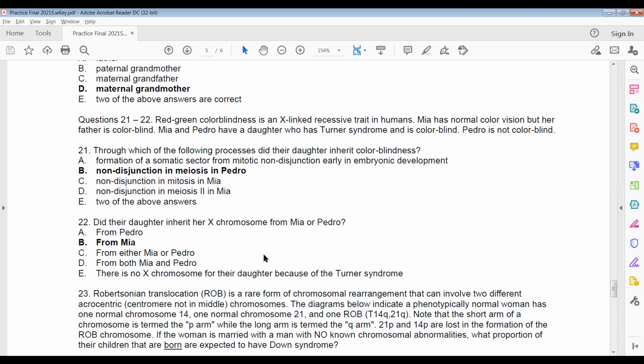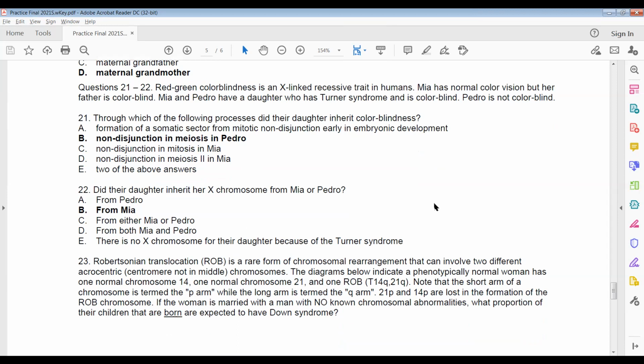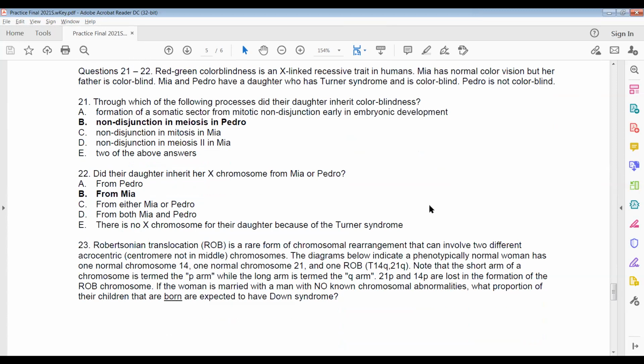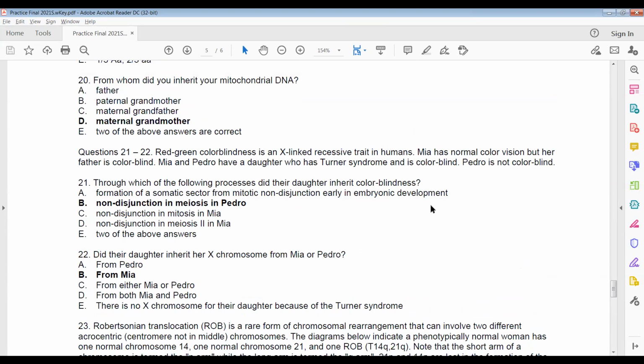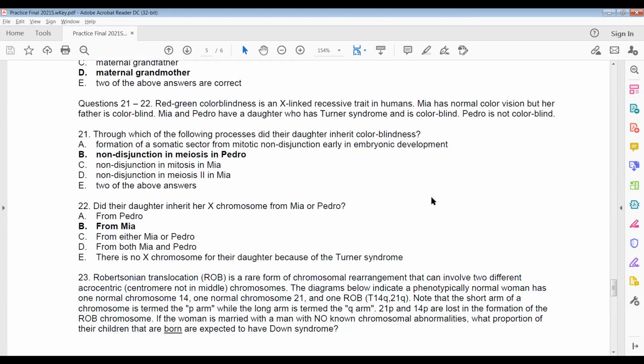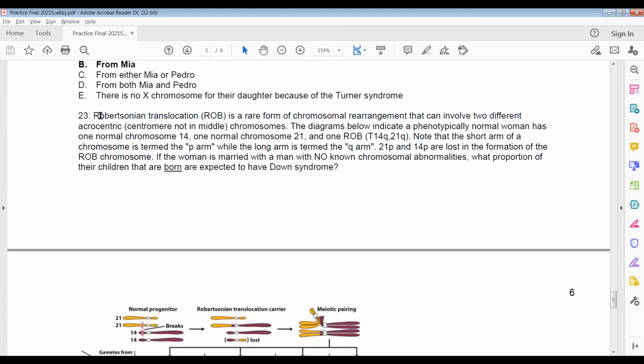So why does this daughter only inherit an X chromosome from her mom, Mia? Because she doesn't inherit any X chromosome from her father. That means a non-disjunction occurs in the meiosis in Pedro. I hope this is clear to you. So this reasoning can help you answer both questions. All right. Any questions about these two problems? Very good.